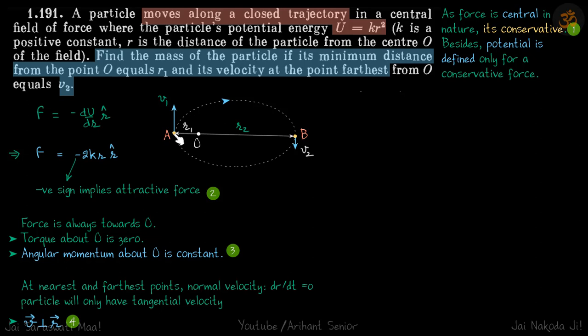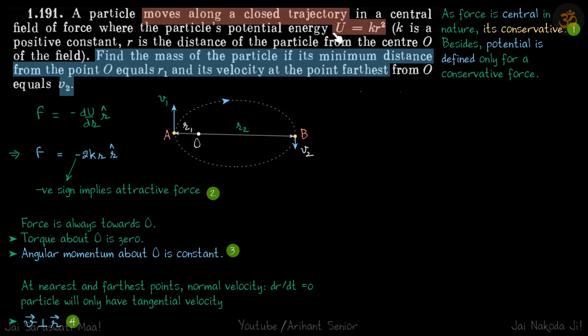At the nearest point, it's given that it is at a distance r1, and at the farthest point the velocity is v2. So v1 and r2 are unknowns. We need to find the mass of the particle. We'll solve it in the next slide, but let's first understand a few points about this whole system from the given situation.